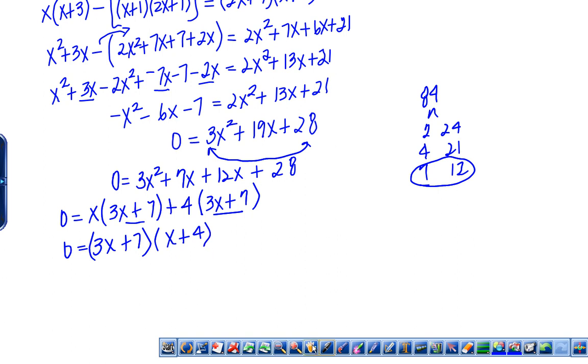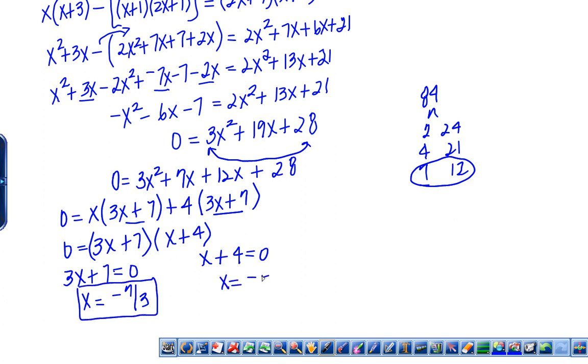Go ahead and set each of them equal to 0. So 3x plus 7 and x plus 4, and solve. So this one's going to be x equals negative 7/3, and that would be an answer. And x equals negative 4, and that would be an answer. Now, one thing that I would say on this is to check your answers. This is going to be one special thing. Check answers. Now, why are we going to have to check our answers here?